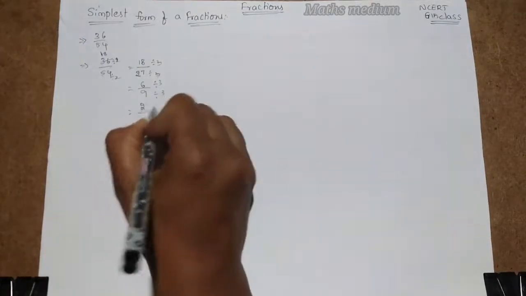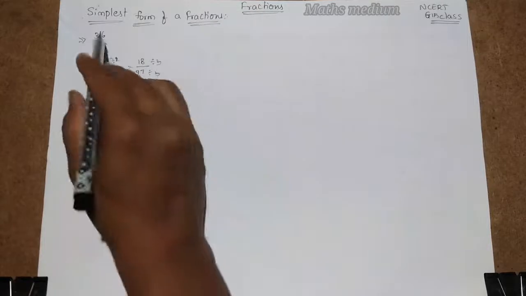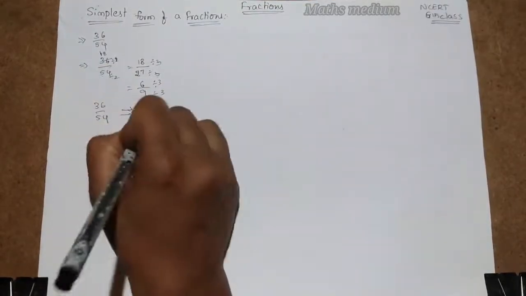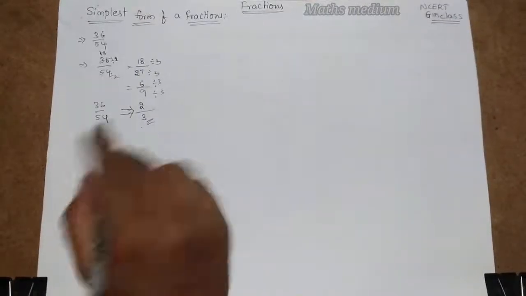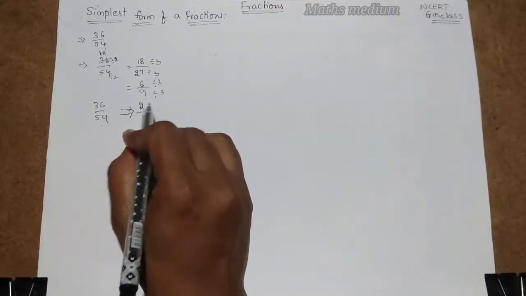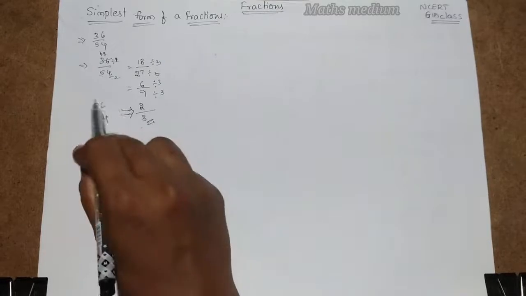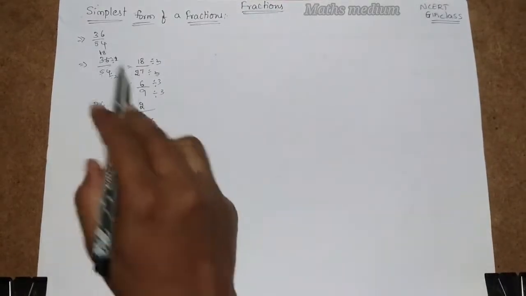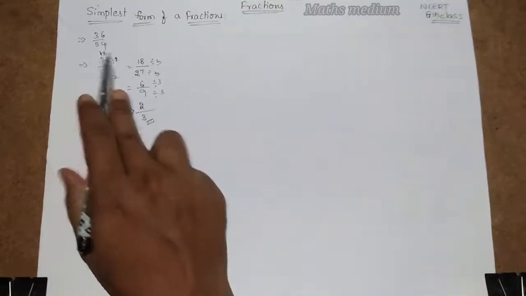3 2s are 6, 3 3s are 9, right? So this is the simplest form. 36 by 54 is the equivalent fraction to this, because if you multiply the same number with both numerator and denominator, you will get 36 by 54. So this is the simplest form to reduce the given fraction.